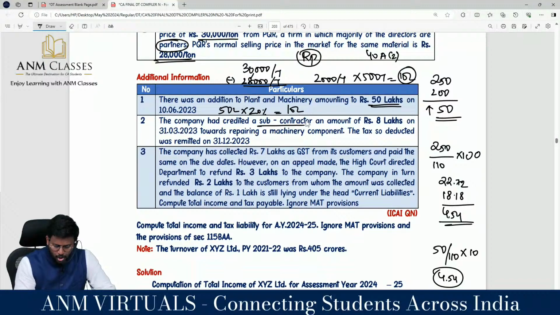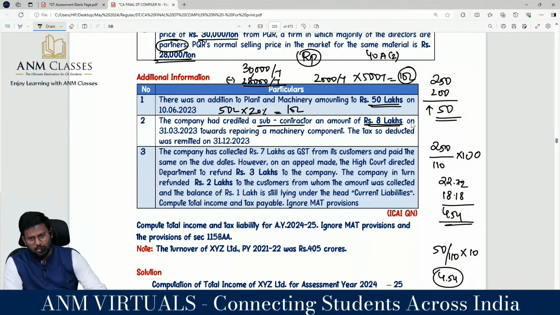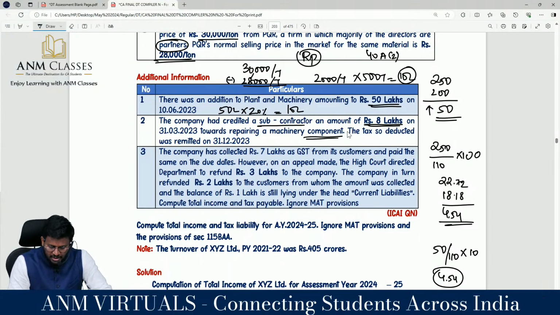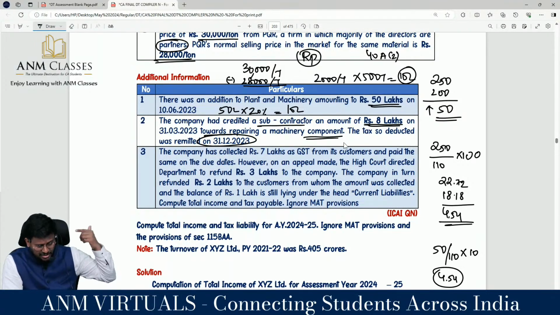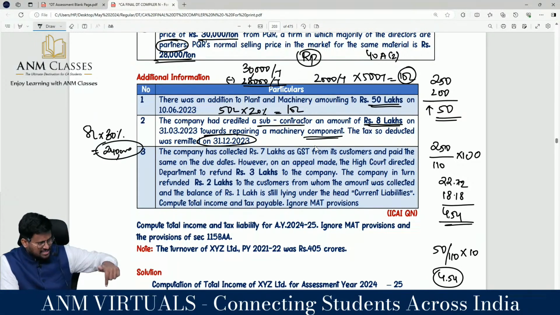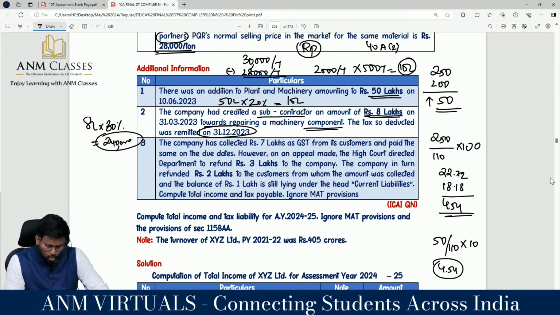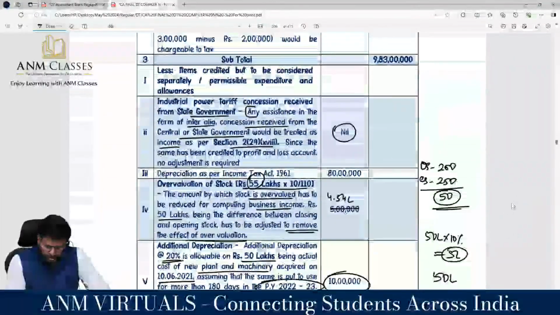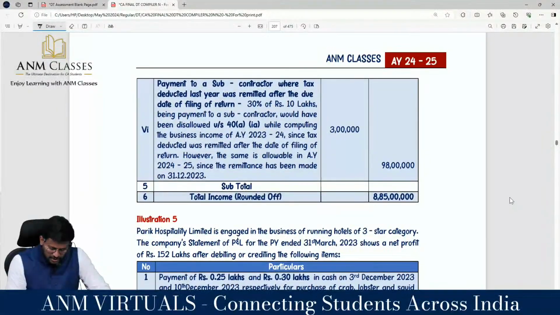The company has credited a subcontractor with an amount of 8 lakh on 31/3/2024, which is last year. Last year 8 lakhs they paid towards repairing a machinery component. Tax so deducted was remitted on 31/12/2023. So last year 30% would have been disallowed. So 8 lakh into 30% comes to 2,40,000. So 2,40,000 would have been disallowed last year. Since this is the actual year of payment, you can claim it as a deduction. So 2,40,000 is to be reduced. That's what is here.